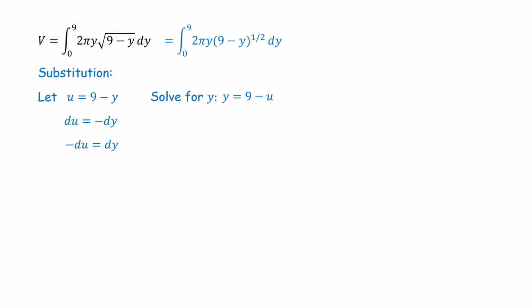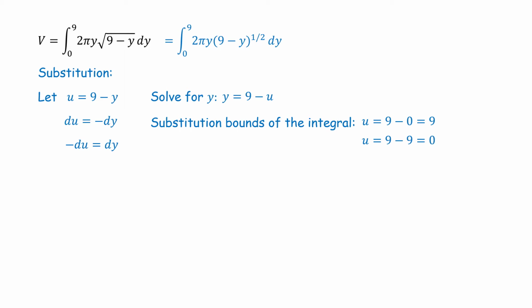We've got one more thing to do before we can make the substitution. That is, we need to get the substitution bounds of the integral. We let u equal 9 minus y. The lower bound of integration with respect to y is 0. We need to get that with respect to u. So u would be equal to 9 minus where the y was, we replace it with 0. The lower bound is 9. Similarly, for the upper bound, we'll have u is equal to 9 minus 9, and that's equal to 0.